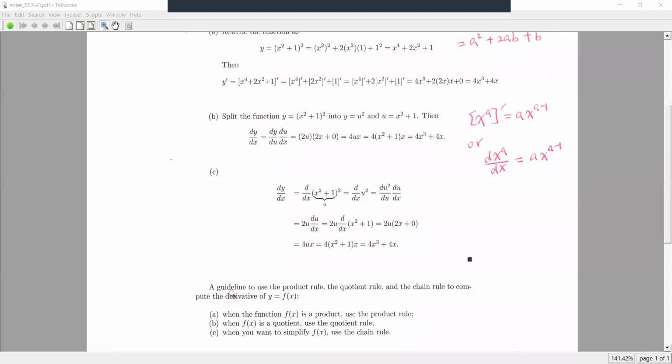Here is a guideline to use the product rule, the quotient rule, and the chain rule to compute the derivative of a function.